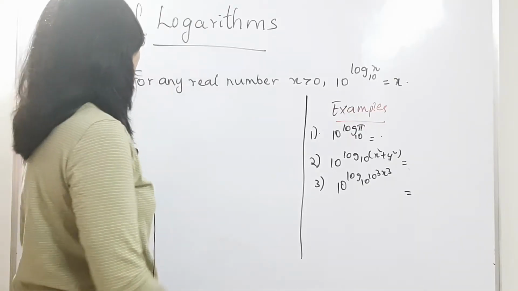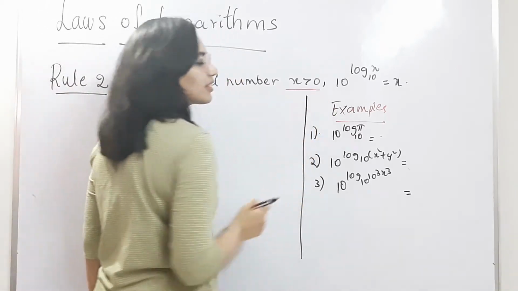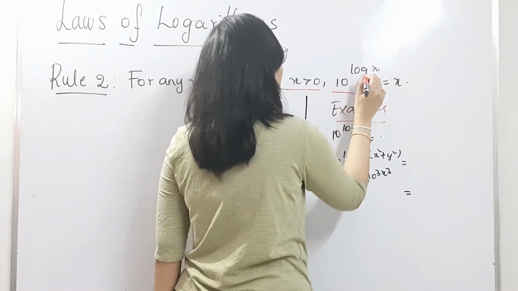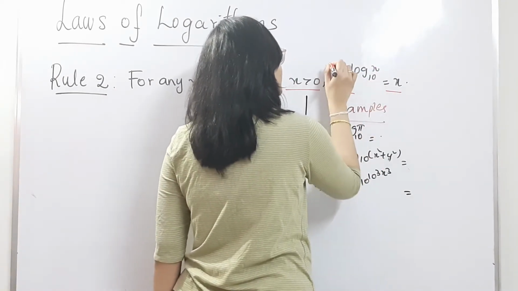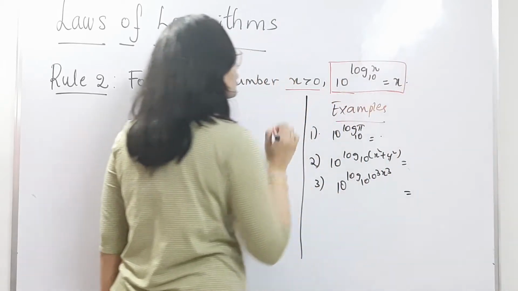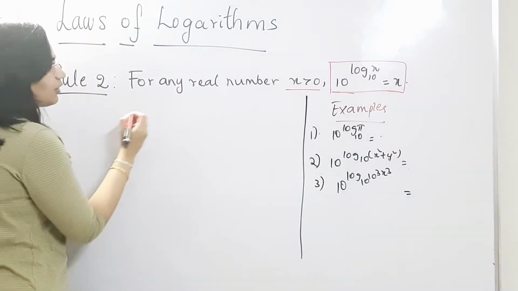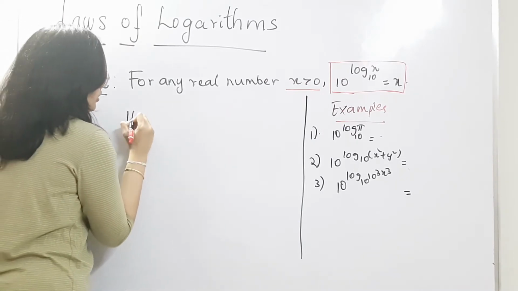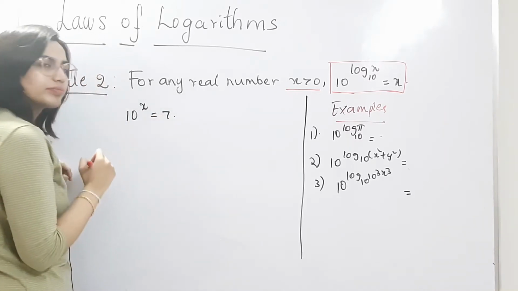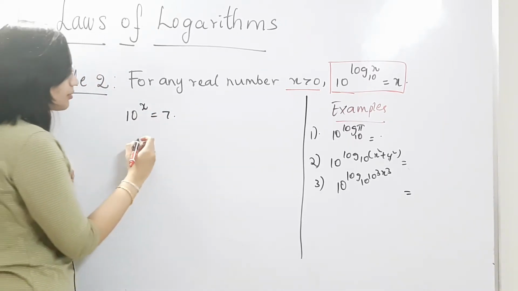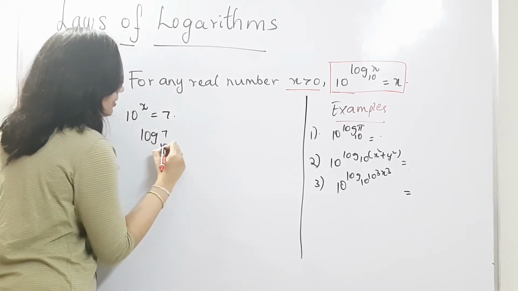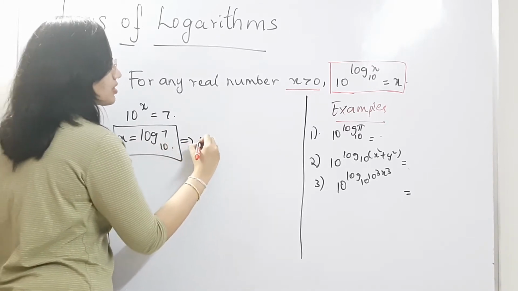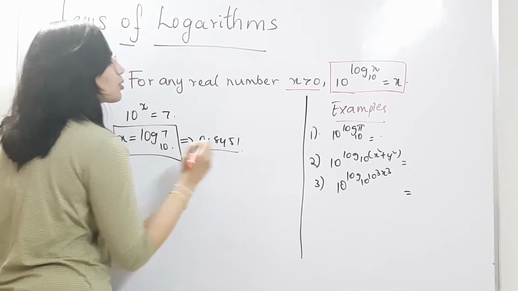Rule 2 states that for any real number x greater than 0, that is, a positive number, 10 to the power of log x to the base 10 is x. So now let's see how to prove this. Know that by definition of logarithm, 10 to the power of x is 7. So how do we convert this by definition of logarithm? We'll write this as log 7 to the base 10, and this value is nothing but x. And log 7 to the base 10 in a calculator will be something like this, 0.8451.